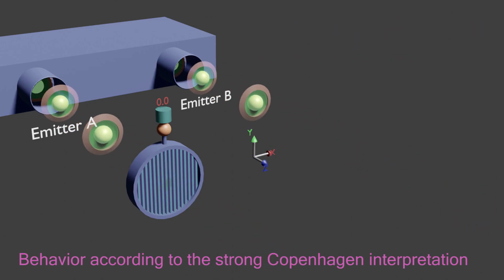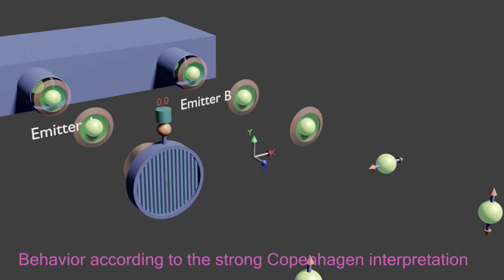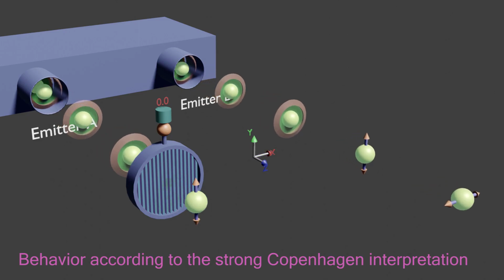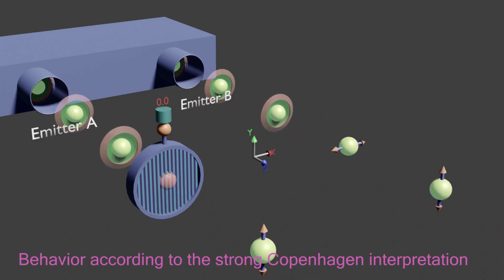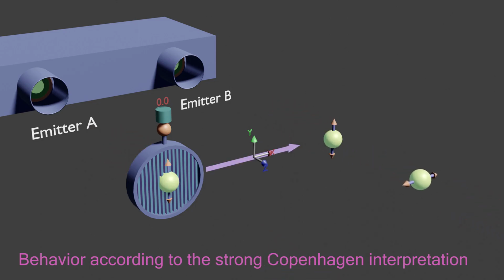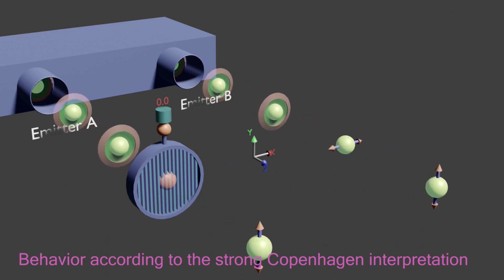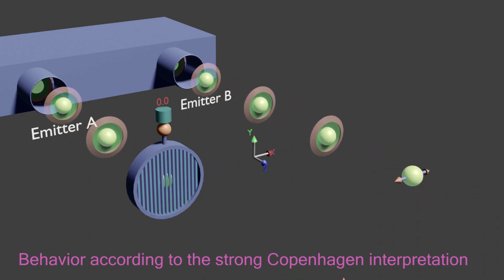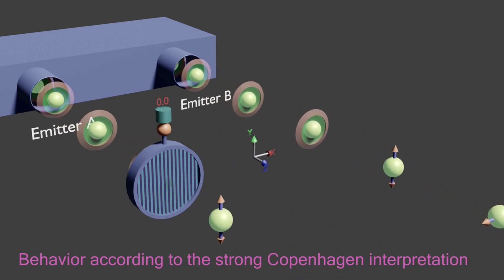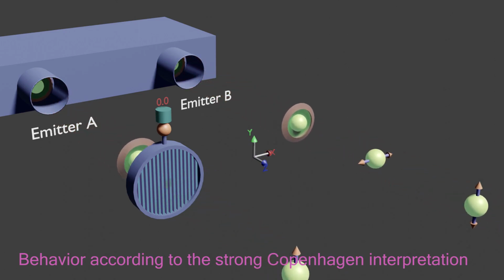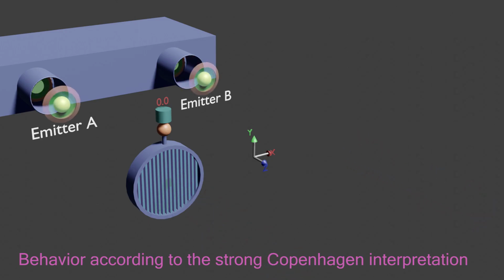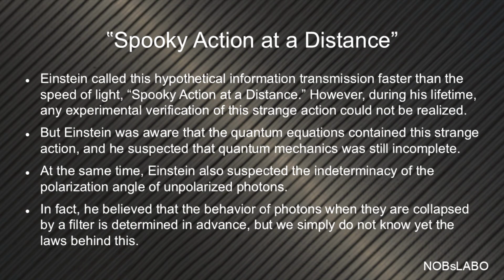However, Einstein had serious doubts about this phenomenon in which the collapse of the polarization angle of the photon on side A appears to be transmitted instantly to side B. The two filters can be separated by tens of thousands of light years. Even so, the polarization angle is immediately transmitted to the other photon, and the assumptions of the theory of relativity seem to be broken. Einstein called this hypothetical information transmission faster than the speed of light, spooky action at a distance.